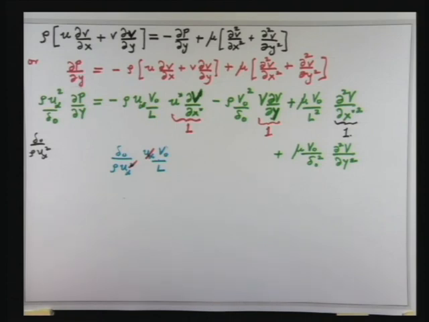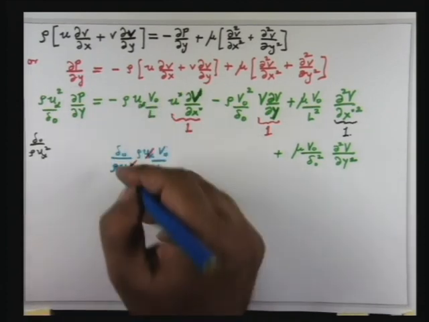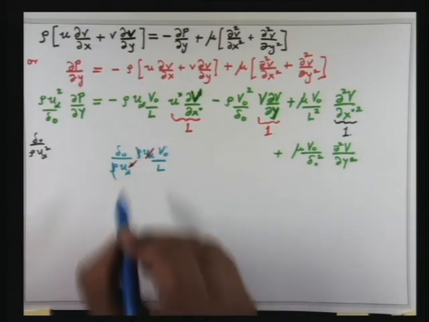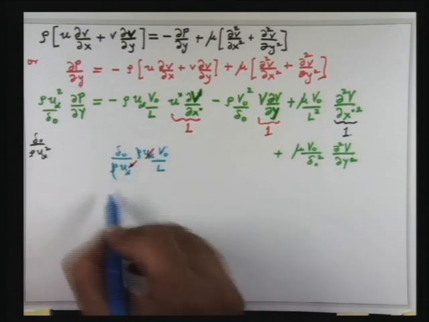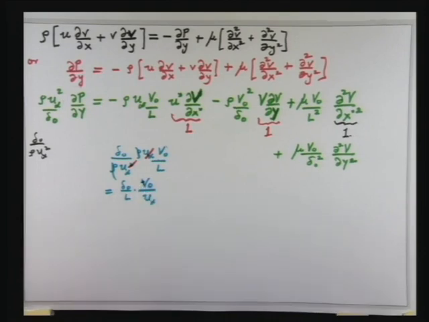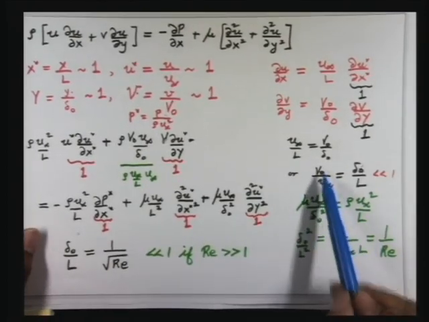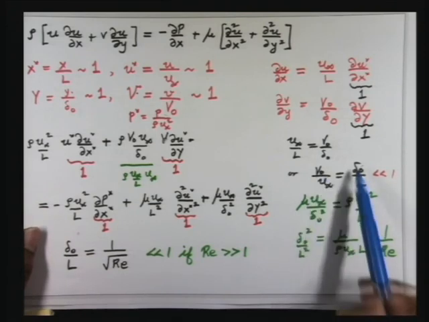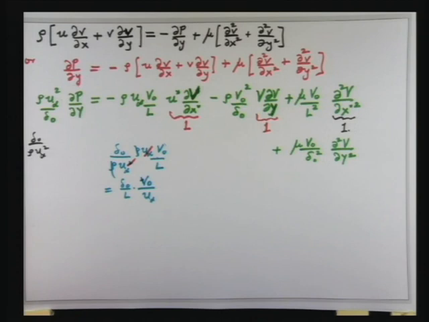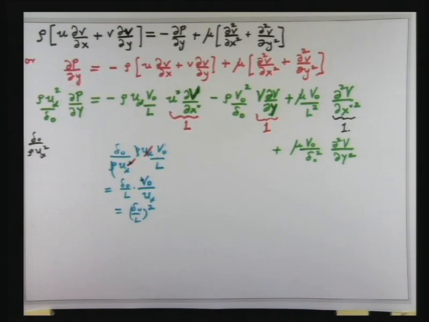And I forgot the rho over here. There was a rho u infinity. The rho will cancel out. So you will get delta naught by L into V naught by u infinity. Now you can go back and look at it. We had V naught by u infinity is equal to delta naught by L. So what you are getting here is actually delta naught by L whole square, which is a small quantity.